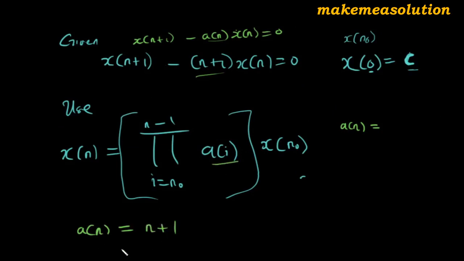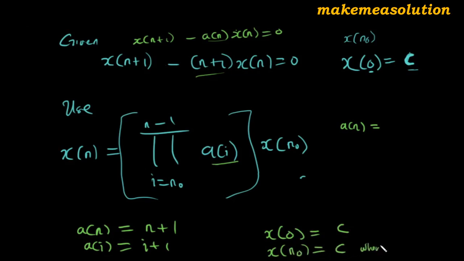So according to this formula, a of I will become I plus 1. Is that okay? And my x of 0 is given to me as c. So that means my x of n naught is given to us as c, where n naught is equal to 0. So this is your starting point, your initial condition. Your initial condition corresponds to the value that you're giving in the question. Your n naught in this case is 0.